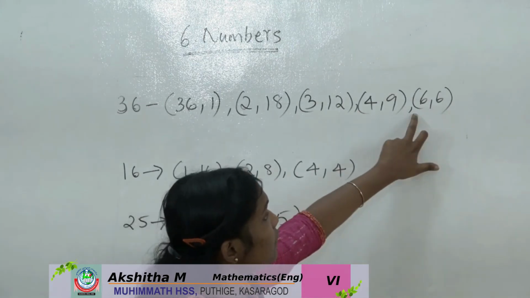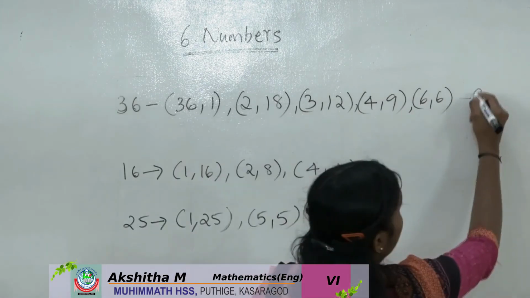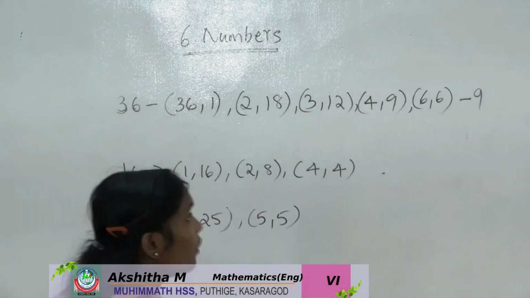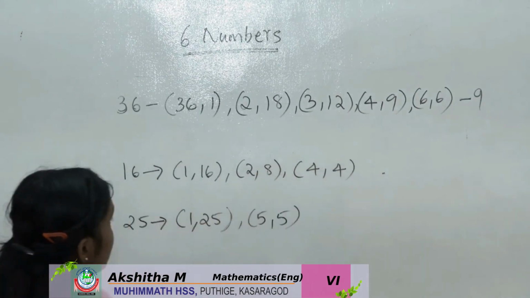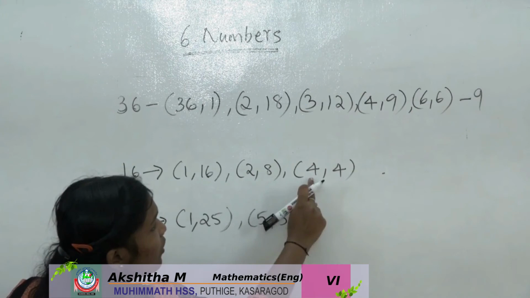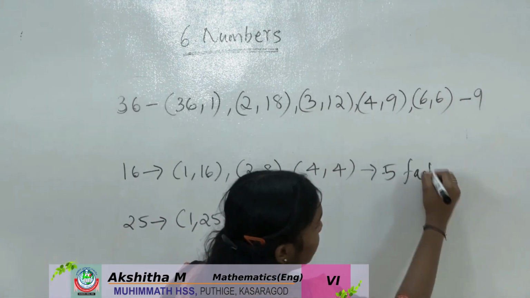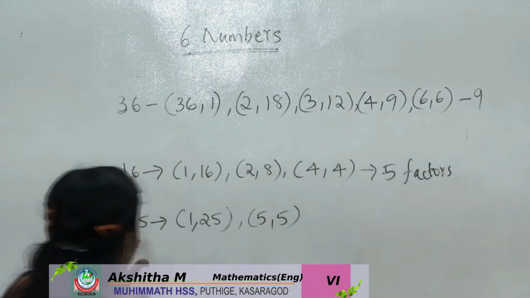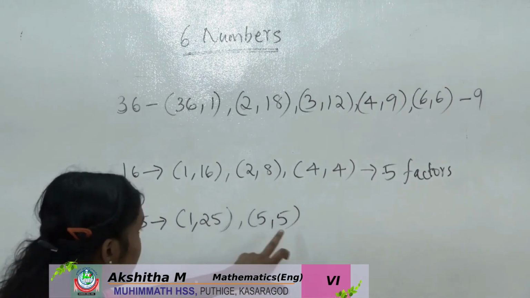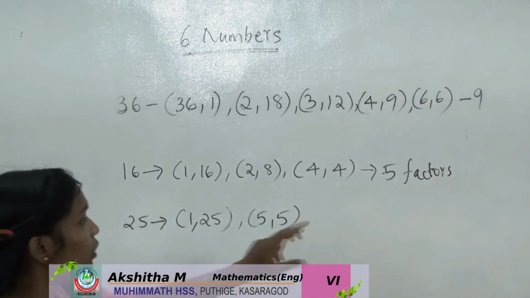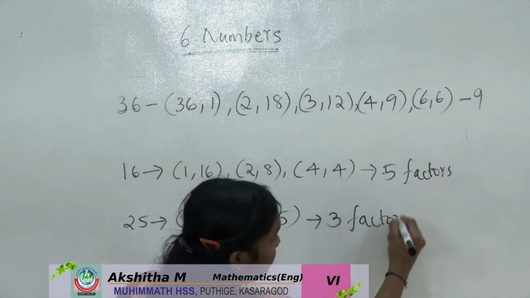So the total number of factors here is 9. Here the total number of factors is 1, 2, 3, 4, 5. 5 factors. Here factors of 25: 1, 5, 25. So 25 has only 3 factors.